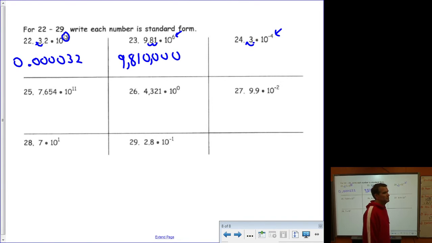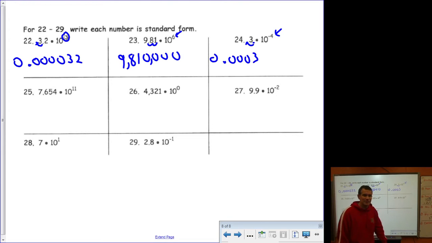In number 24, the decimal is here, and I need to move it 4 spots to the left. So there's 1 spot. And then I need to move it 3 more, so some zeros, 3 zeros, and the 3. And now I've moved it 1, 2, 3, 4 spots. And I like to start it with a 0.